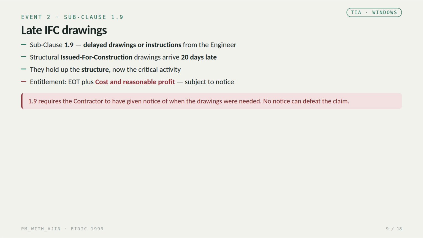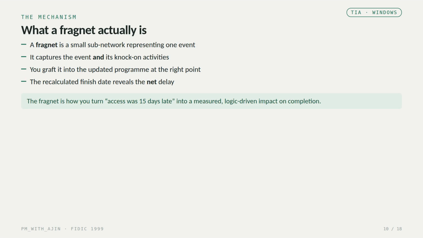So if you didn't flag the required by date in good time, the claim can be defeated however late the drawings were. Notice is everything on a 1.9 claim. Let me make the fragment concrete, because it's the mechanism that carries the whole method.